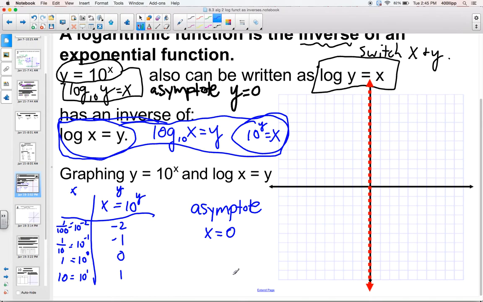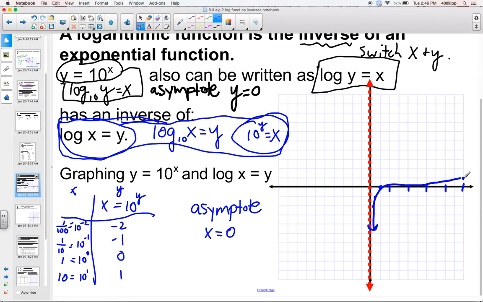Here we go. So I have 1 over 100, -2. So that's really close to 0, -2. All right, somewhere right there. 1 over 10, -1, also really close to 0. 1, 0, and then 10, 1. Here's 2, and 4, and 6, 8, 10. So 10, 1 right here. Okay, so now what this will look like is something like the following.